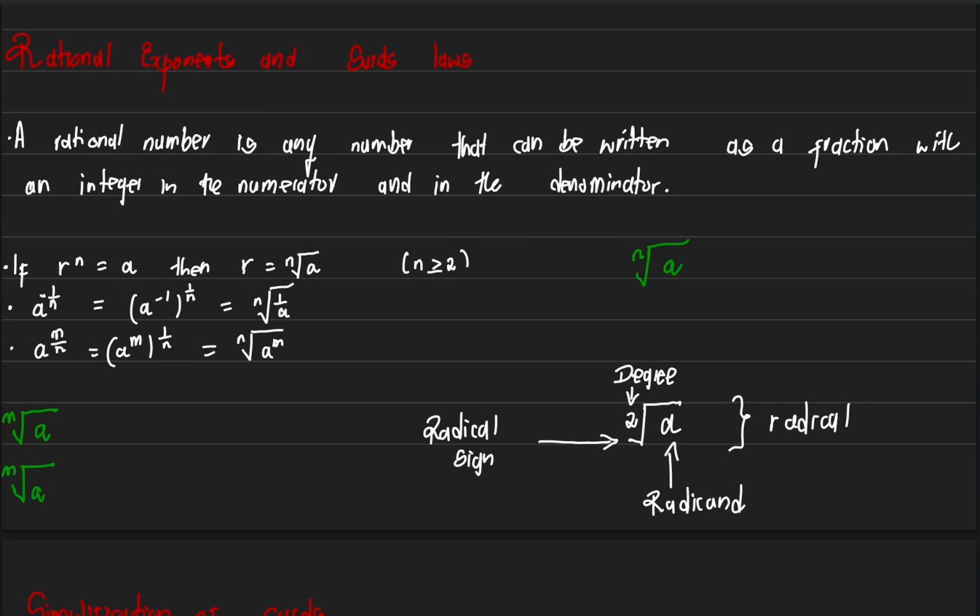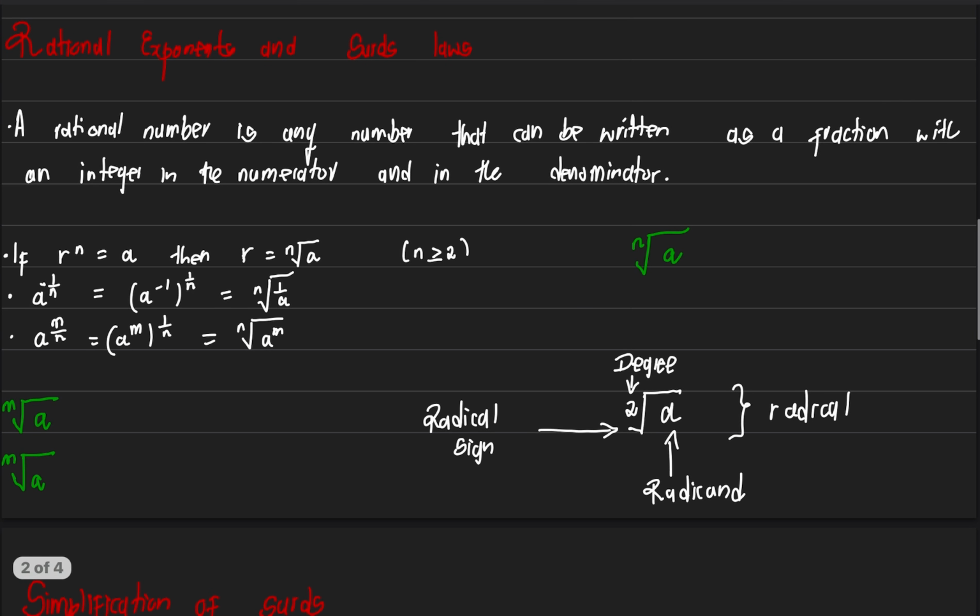So, rational exponents as well as surds laws. A rational number is basically any number that can be written in the form of a fraction where your numerator as well as your denominator are integers. Integers are numbers from 0 to positive numbers or from 0 to negative numbers. So it can be any negative or positive number.